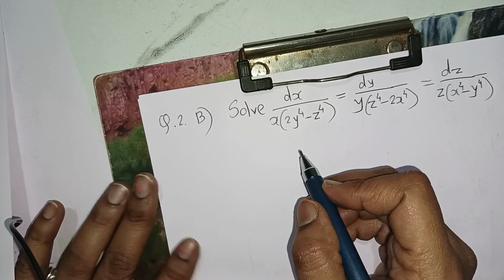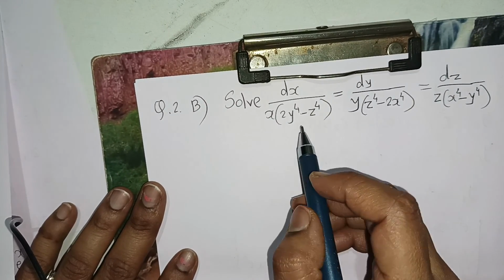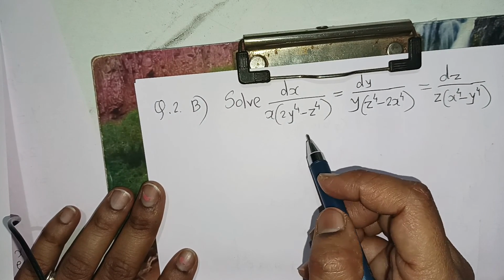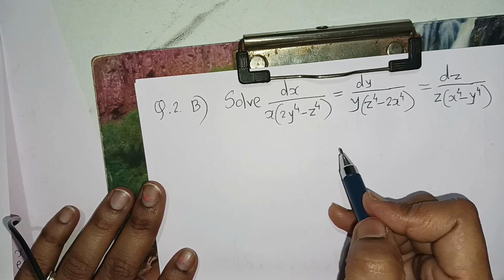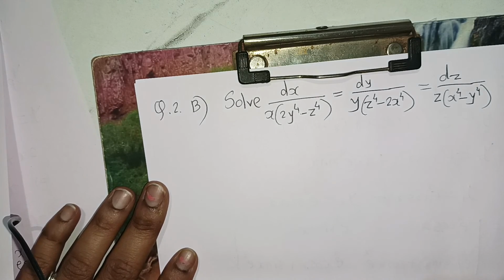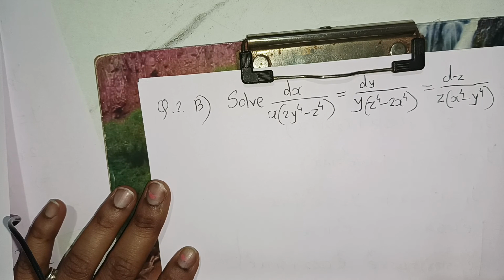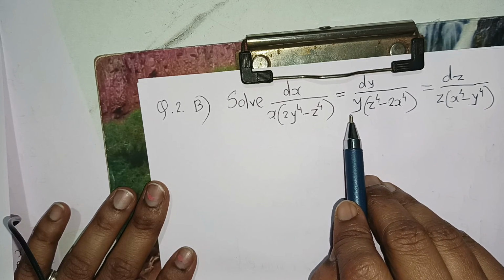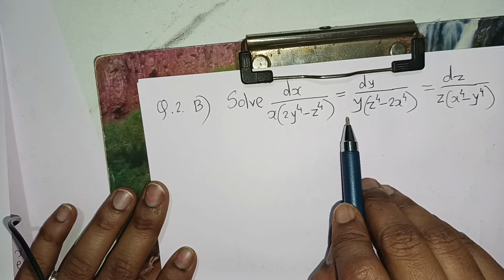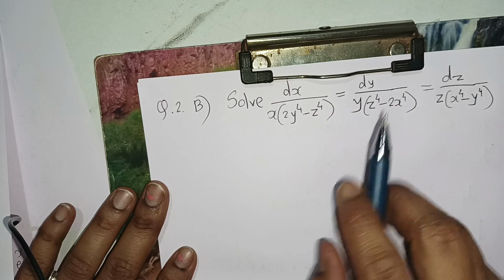So this is a symmetric differential equation where the denominators are complicated functions of x, y, z. In such types of examples you have to use the method of multipliers to solve this. The method of grouping is not easy in this case. Why? Because you don't have symmetric functions to cancel equal common parts in the denominators.